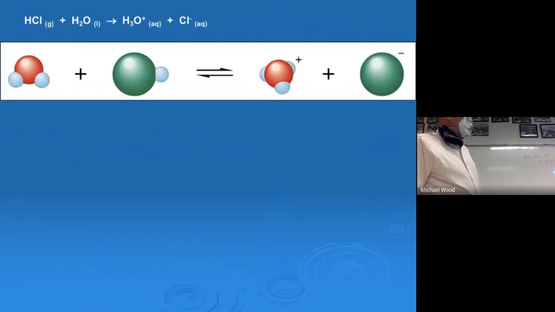Okay, so here is another example of a reaction that's an acid-base reaction.